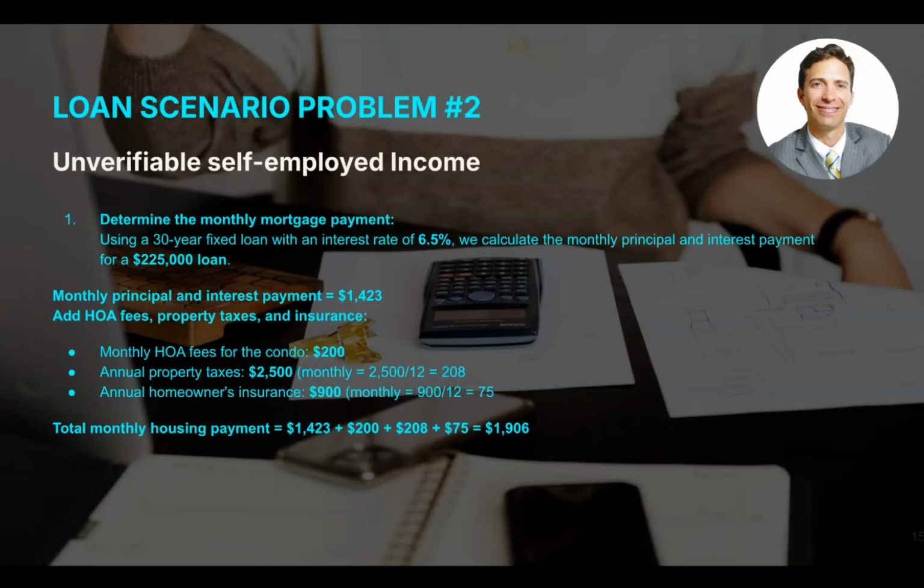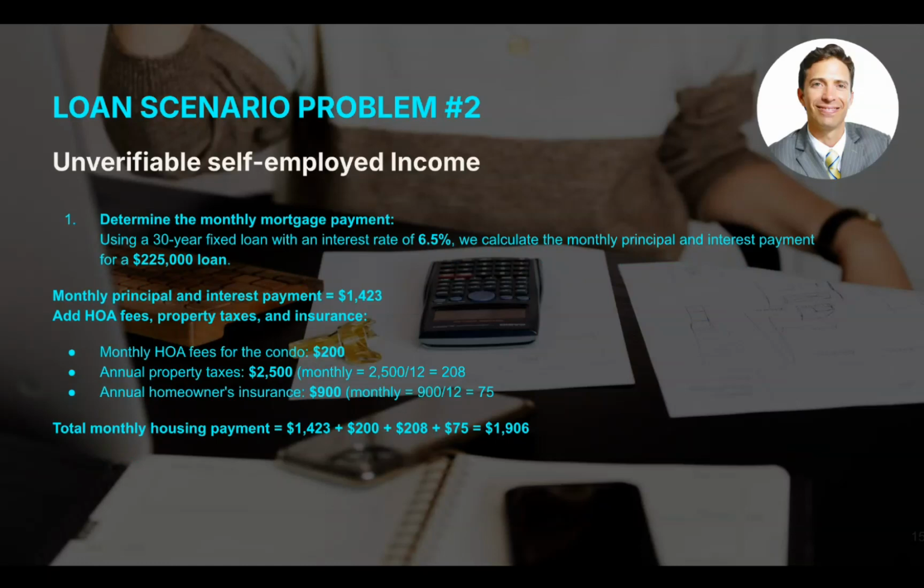$1,423. Then we need to add HOA payments, or homeowners association fees, property taxes, and insurance. In this case, we see that the monthly HOA fees for the condo are $200. The annual property taxes are $2,500. Now, we do need to convert that on a monthly basis, so we divide by 12 and we get $208. If we do the same exact thing for his annual homeowners insurance, we're going to divide 900 by 12 and we're going to get $75.